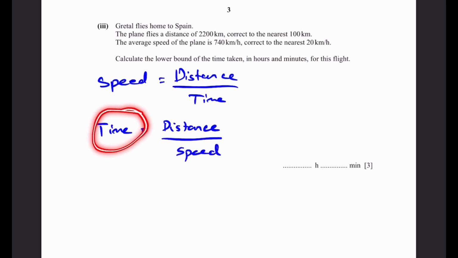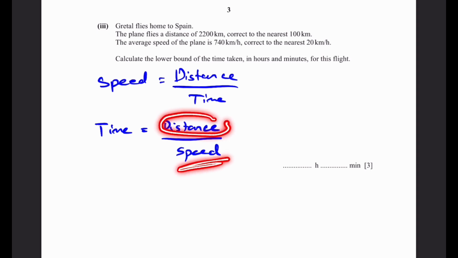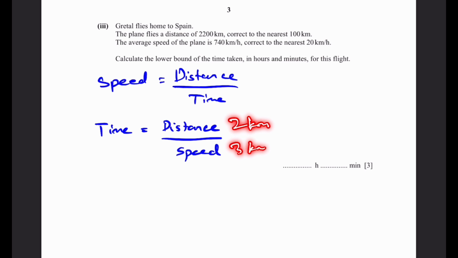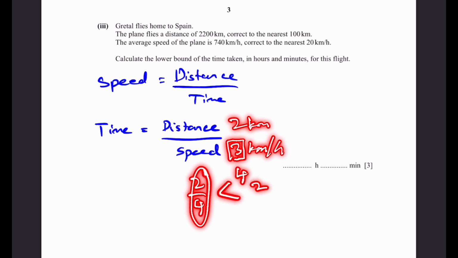Now to get a lower bound of time, what do we need? On first sight, it could look like you just need to take the lower bounds of these two, but that is wrong. You must take the lower bound of distance and the upper bound of the speed. Why? Let's take a simple example. Let's say distance is 2 kilometers and speed is 3 kilometers per hour. Now, if we increase the speed to 4, then the time taken will be 2 by 4, and this is less than 2 by 3. Even though we increase the speed from 3 to 4, the time taken decreases.